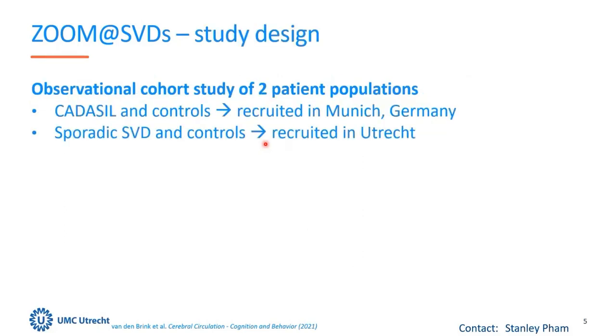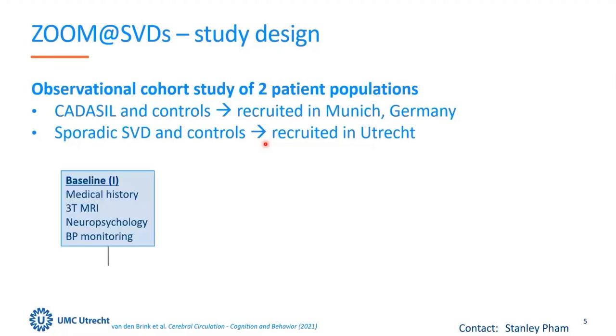The study design, I'll briefly walk you through it. It's an observational cohort study with these two patient populations. First, the genetic variant of the disease is called CADASIL. These participants were recruited from a partner center of the study in Munich. And then we had our own sporadic SVD patients who originated from our own memory cohorts. For the rest of my talk, I'll only focus on the genetic variant of the study, so we'll only talk about the CADASIL participants.